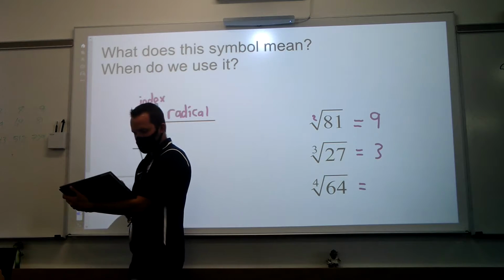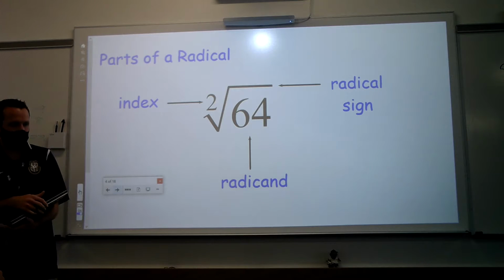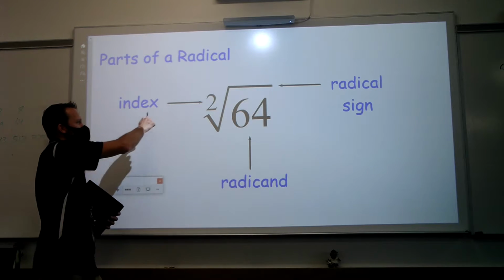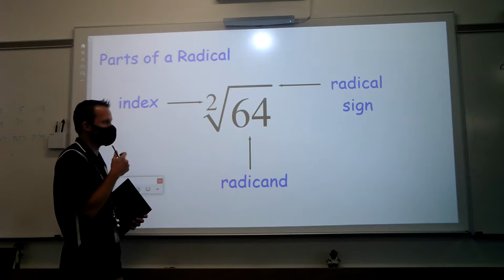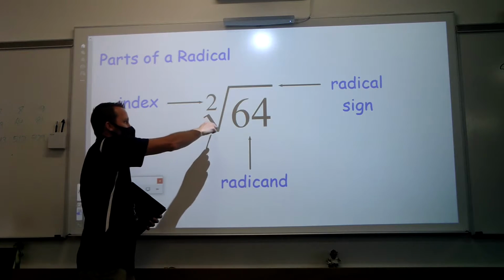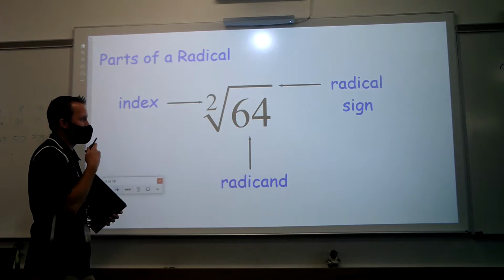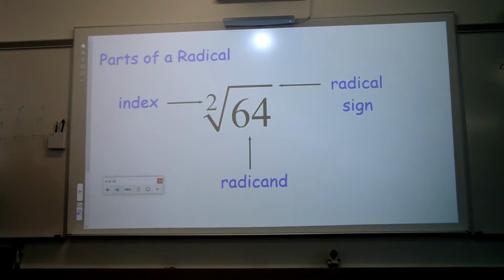Okay? Now here's more of your vocab. So the index is this number out in front. It tells you whether you're going to do a square root, a cube root, or a fourth root. This is your radical sign. And the number underneath the radical sign, that is called your radicand. Okay? It's important to remember that because sometimes people are like, radicals are hard, I can't do this. And I say, you radicand do this. Just hang in there.